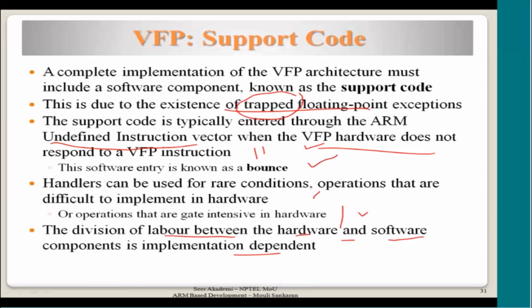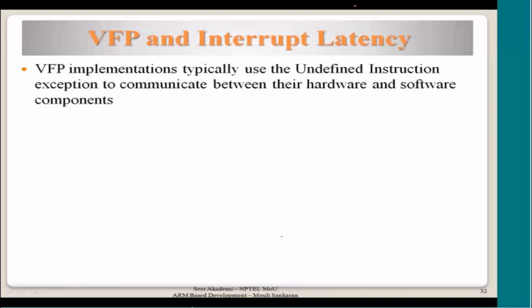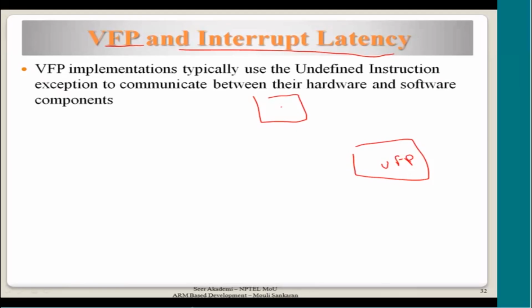There is no hard and fast rule that it needs to be done in one way. I am just saying that there is a possibility of the VFP causing an interrupt latency to the ARM processor. You should be aware of that, because ARM is executing and the VFP is also there. If you recall, suppose there is a coprocessor load multiple instruction. What happens? The memory is there, and the coprocessor is loading the value from memory into its own register.